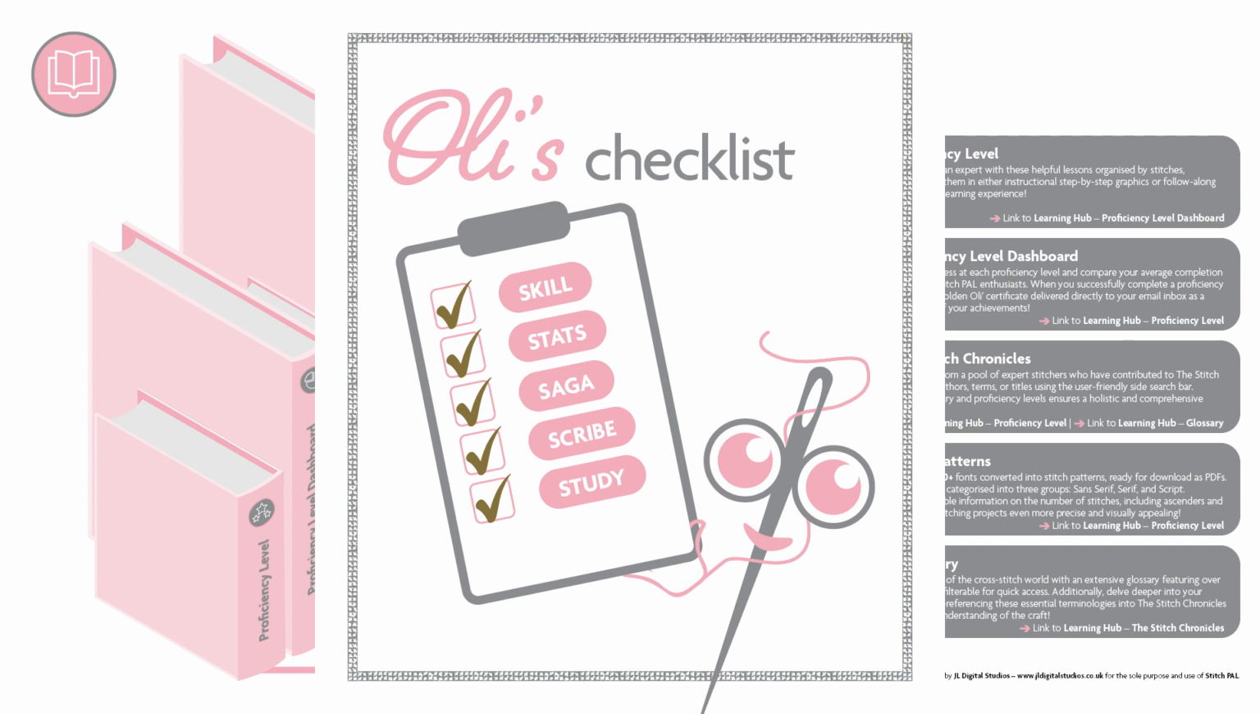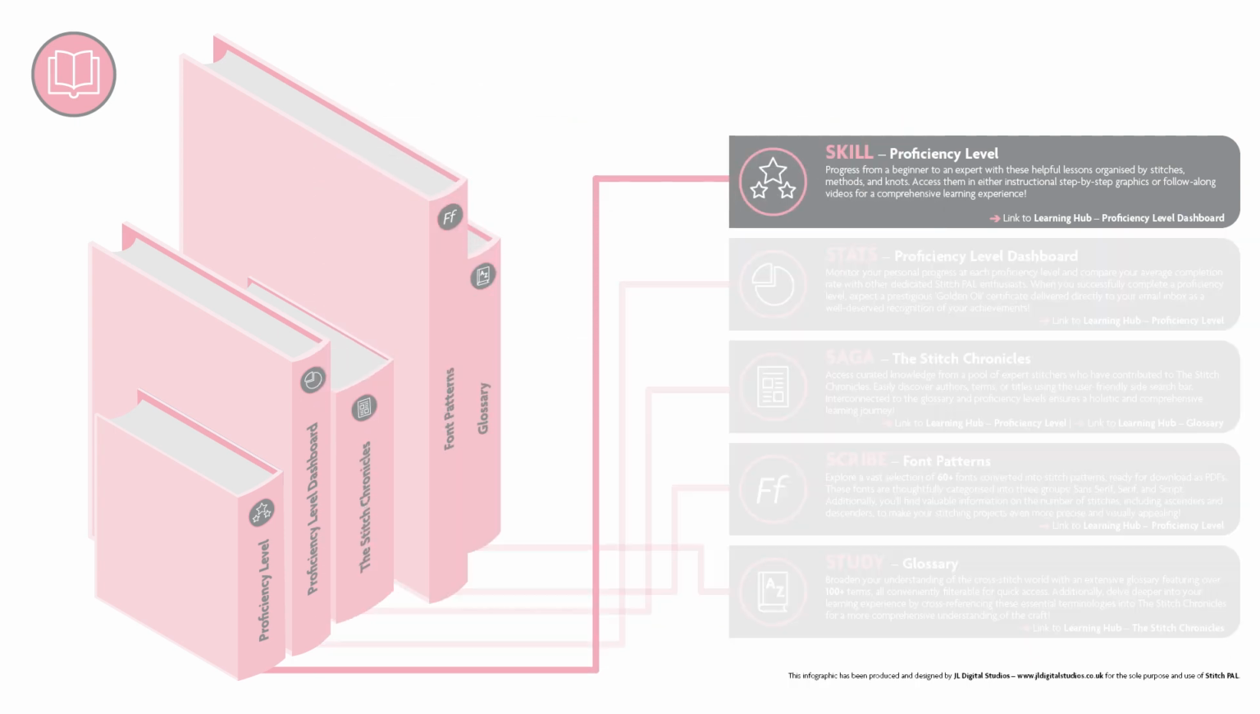Let's now end with a review of this episode. Skill within Learning Hub provides an extensive learning path within StitchPal for cross-stitching. Broken down into beginner, intermediate and expert tiers, this comprehensive guide delves into stitches, methods and knots. In total, there are 27 lessons which will cover stitching basics, introduce advanced techniques, enhance project detailing and showcase intricate stitching techniques building on beginner basics.